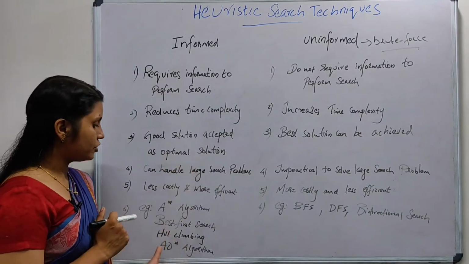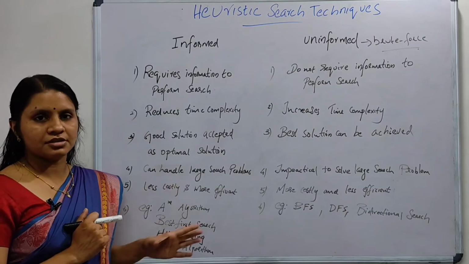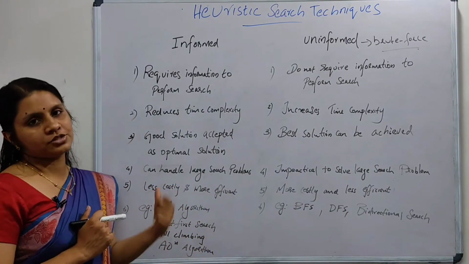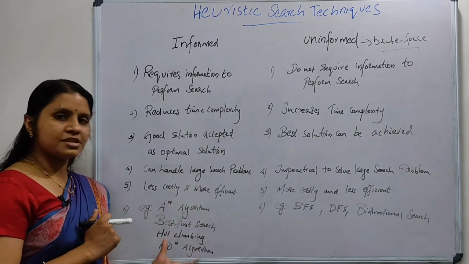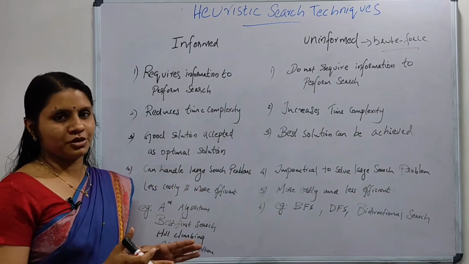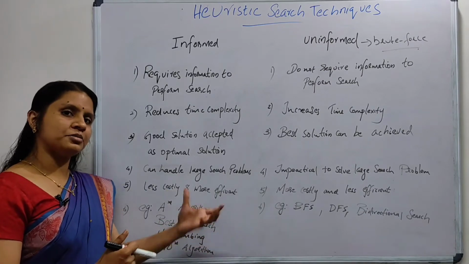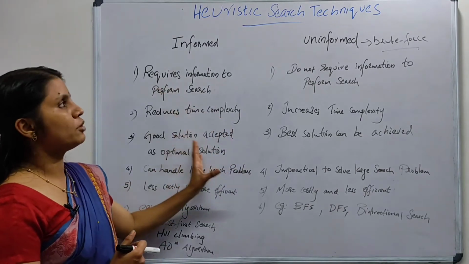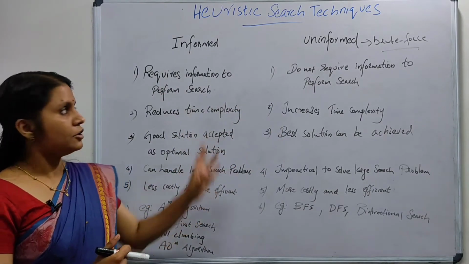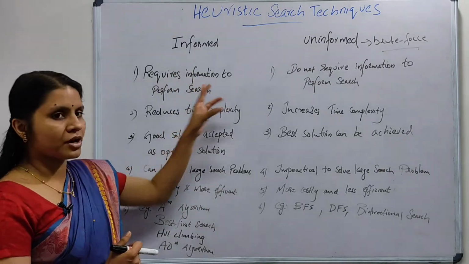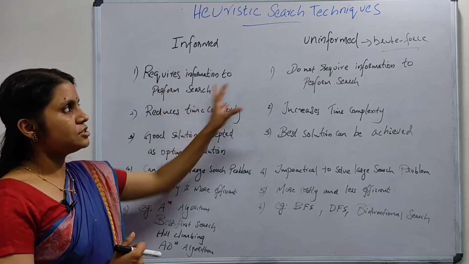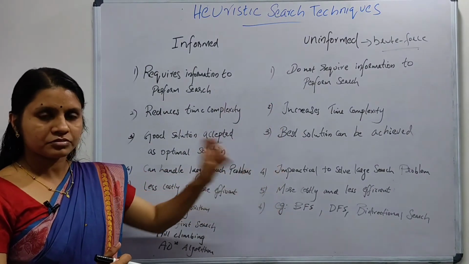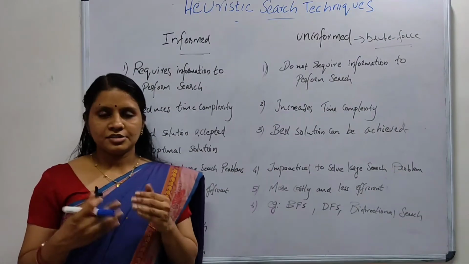The algorithms coming under informed search are the A-star algorithm, best first search, hill climbing, and the AO-star algorithm. These algorithms are very important, so we will be discussing each algorithm in the upcoming videos. That is the main difference between informed and uninformed search strategy. Informed search requires some information to perform the search. Uninformed search doesn't require any information to perform the search. Clear? Let's take an example.